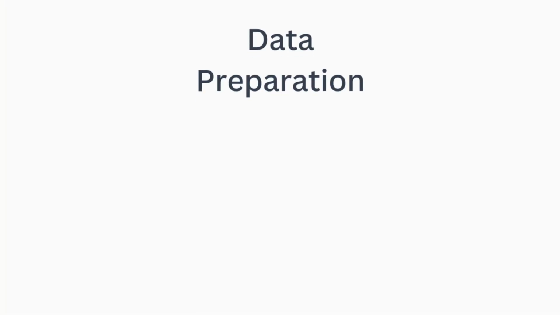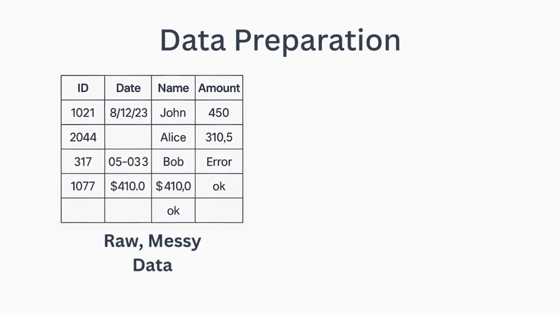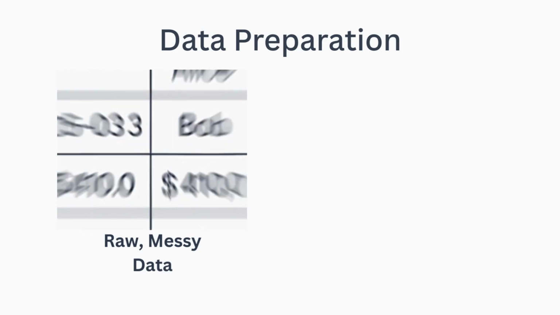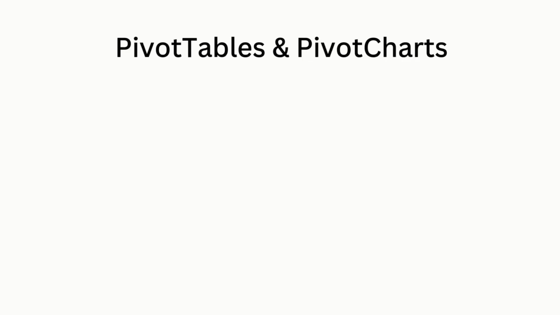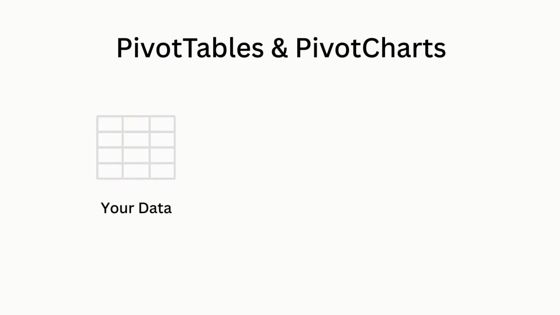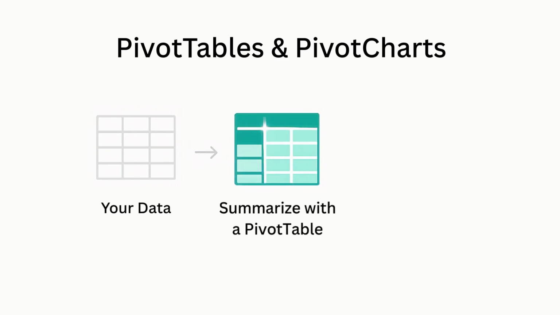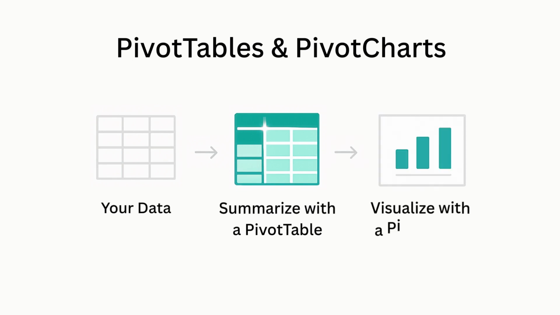Before you build anything, you need to prepare your data. You'll often start with raw, messy data that might have errors, inconsistent formatting, or missing values. Your goal is to clean and transform it into clean, structured data. Pivot tables are your secret weapon. You start with your data. Then you summarize it with a pivot table to organize it and get the totals you need. And finally, you visualize it with a pivot chart to make it come to life.